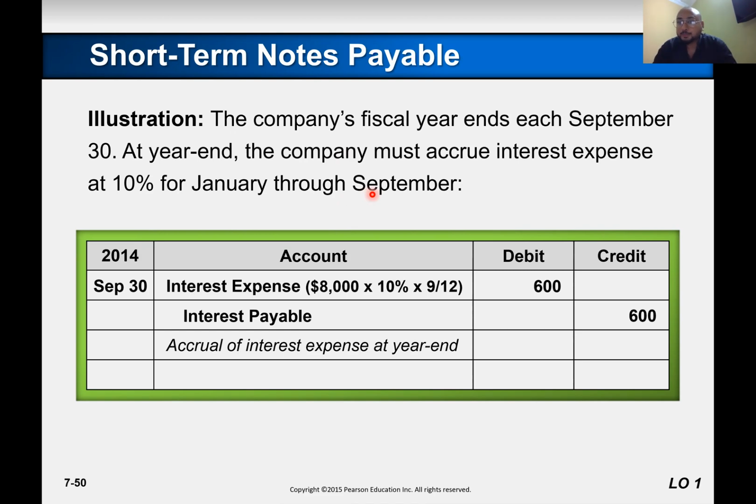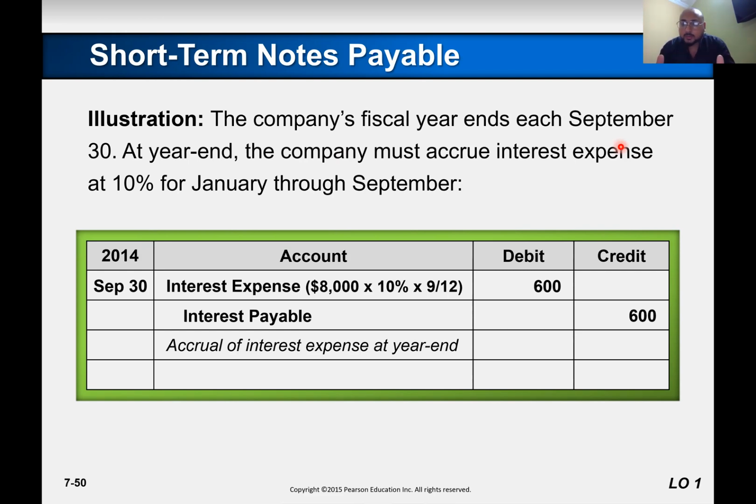Accrue means interest occurred, expense happened, but not paid. When not paid, liability increases. So interest expense to interest payable, because we didn't pay cash, we will pay after 1 year. We are now at 9 months. After 1 year, we will pay.